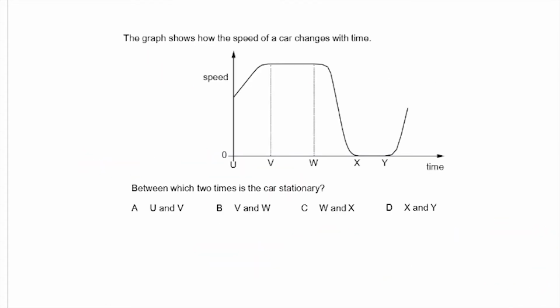We have question 6 here. The graph shows how the speed of a car changes with time. Between which two times is the car stationary? Of course, a car will always be stationary when its speed is 0. And that happens between X and Y. So our answer here is D.